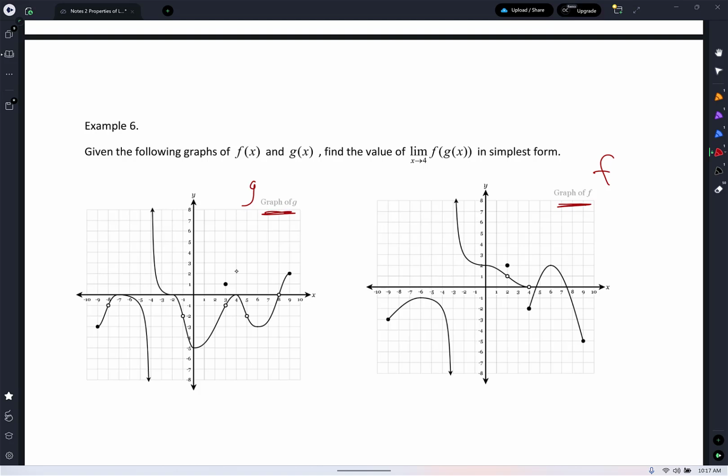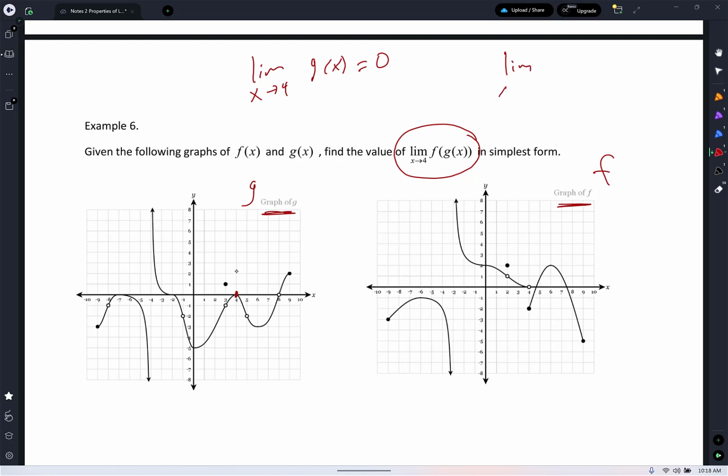So what am I going to do? They want the limit as x approaches 4 for f of g of x. Which one do I do first? G. So limit as x approaches 4 for g of x. So I look at my g graph. This time it's on the left. As I approach 4, what is the y value for g? 0. So now what do I do next?